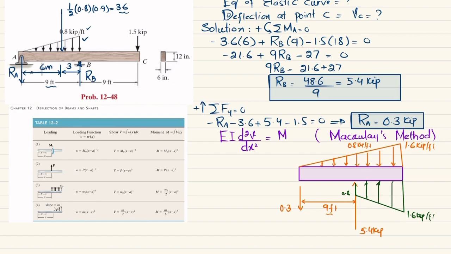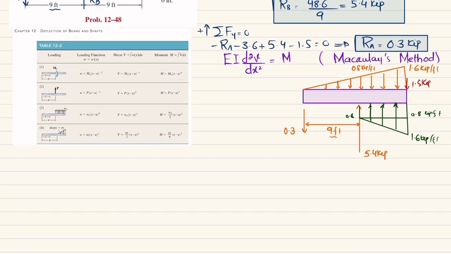Okay, now you can see this 0.8, if we treat it like uniformly distributed load, so till this it will be 0.8 kips per feet, and from here it will be 0.8 to 1.6, and at the end we have a point load of 1.5 kips as well. So this is 1.5 kips load. Now apply this moment equation.